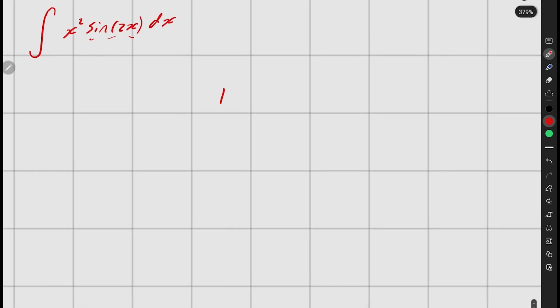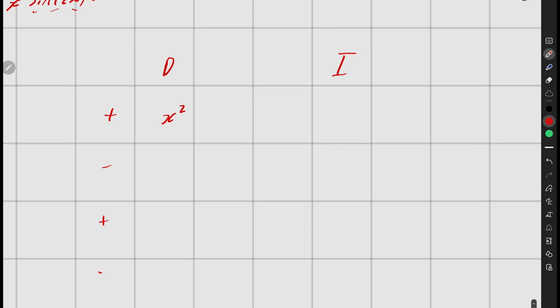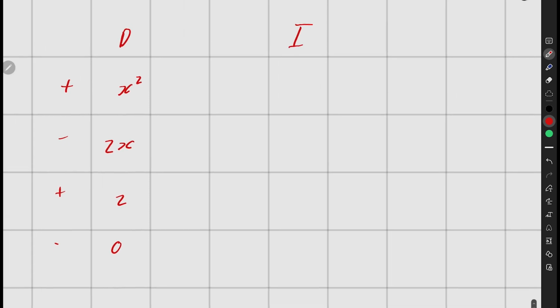So again, we're going to write a DI table, differentiating and integrating, plus, minus. So we're going to differentiate x squared. The reason we're doing this is because we know that that's eventually going to go down to 0, whereas if we were integrating x squared, it's going to be infinite. And we want it to go down to 0 so we can apply one of our 3 stops. Because we know that sine of 2x is never going to stop integrating. x squared differentiates to 2x, which differentiates to 2. Because it's a constant, it goes to 0.